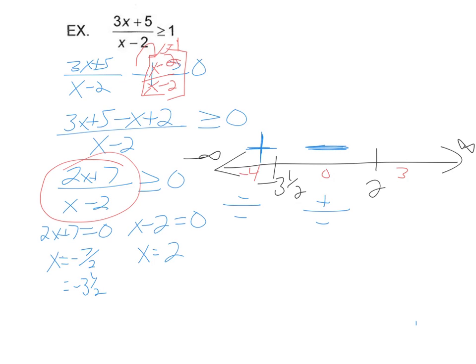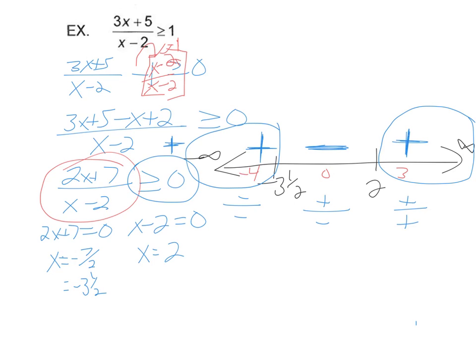And then a 3 in for x. 2 times 3 plus 7 is positive over 3 minus 2 is positive, so that interval is positive. What we're looking for are values that are greater than or equal to 0, so those are positive intervals. I have a positive interval from negative infinity to negative 3.5, and then also one from 2 to infinity. So from negative infinity to negative 3.5, and then from 2 to infinity.